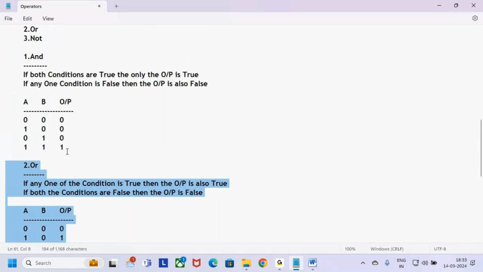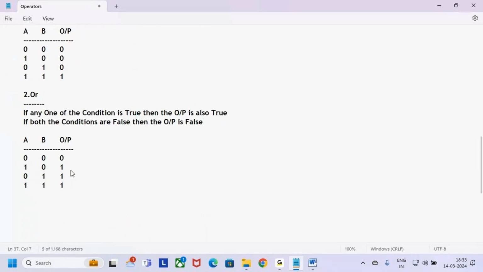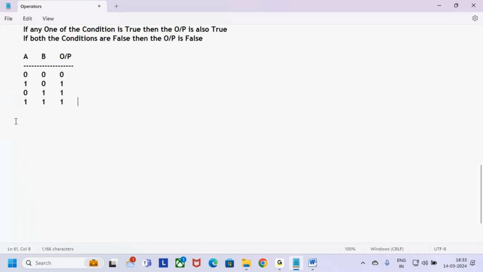And next there is one more operator, what? The NOT operator. Now what's the functionality of this NOT operator, guys? Let me keep it here. In the NOT operator, we don't have two inputs. We'll have only one input and one output, guys.